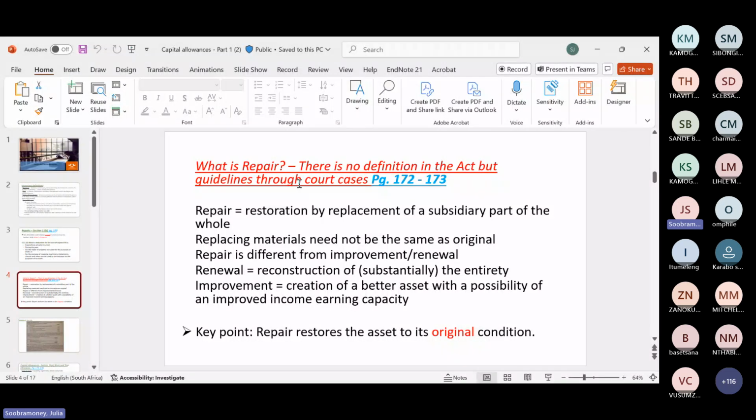Okay, so what is a repair? It's basically a restoration by replacement of a subsidiary part of the whole. Now, please, you don't need to know that off by heart.